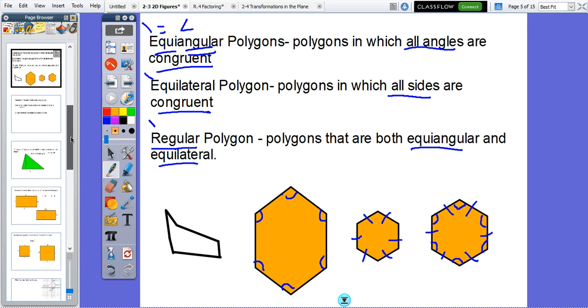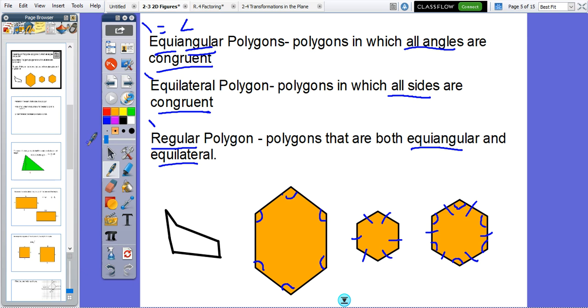All right, so that's the first part of this lesson's assignment: just classifying these polygons. How do you classify them? What do they mean? Okay, the next part of this assignment for 2-3 is area. We're going to look at area.